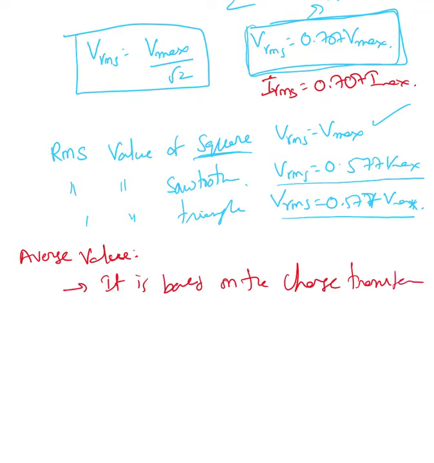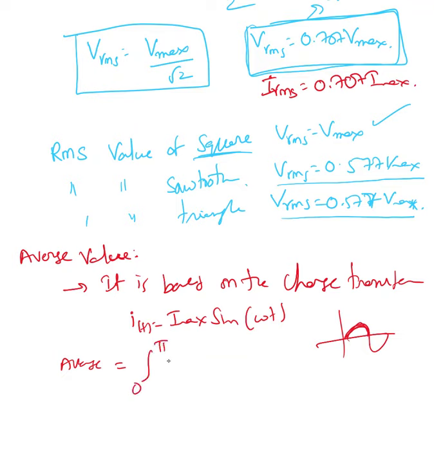So here I'm going to use the current. I of t equal to I max sine omega t, or theta. When it comes to the average value, if I use the whole cycle, my average is going to be 0. So I'm going to do the positive half cycle and double it at the end. So it's going to be the integral from 0 to pi of i d theta over pi minus 0. That's the average value.